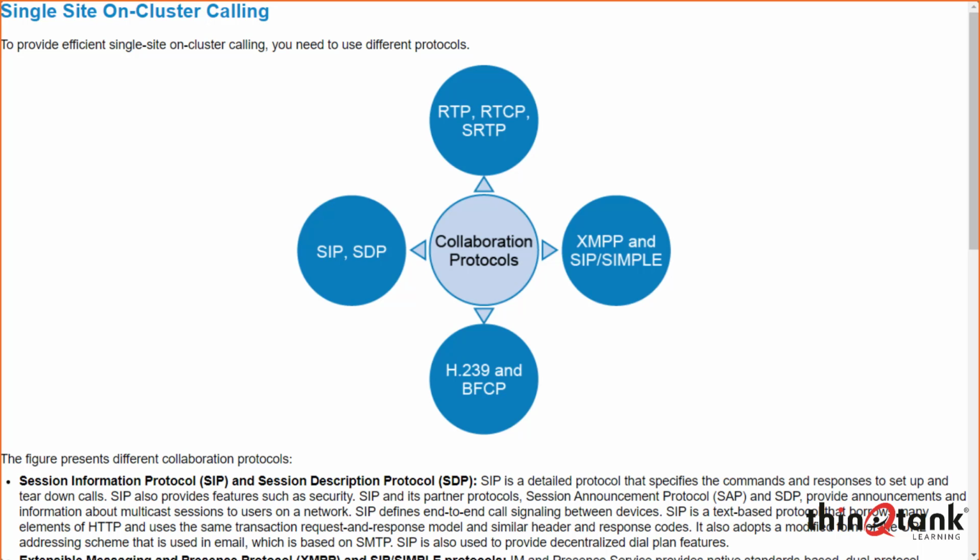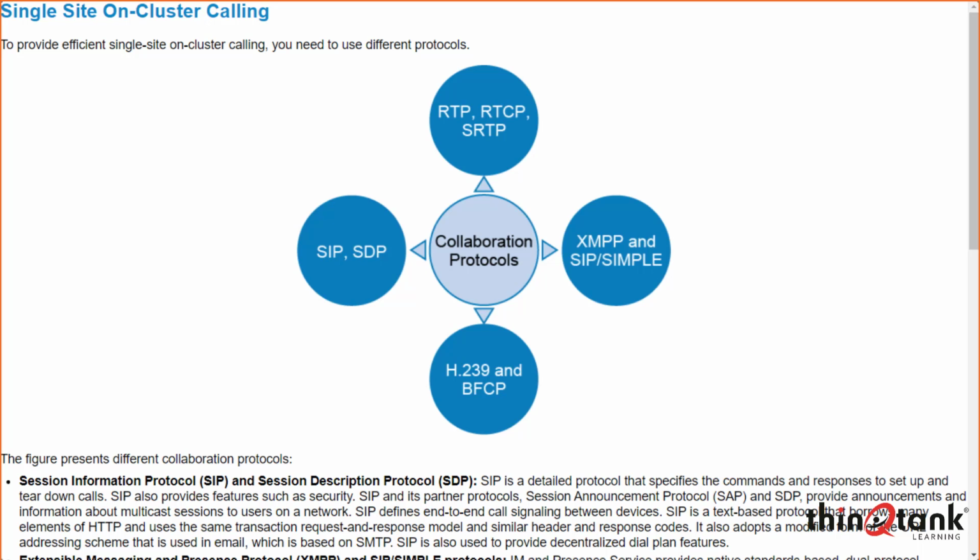All right, it runs over UDP. It actually uses a range of ports, 16,384 to 32,768. It uses the even numbered ports, and it works in conjunction with RTP control protocol, the RTCP protocol, which is the real-time control protocol. That's the sister protocol for RTP.